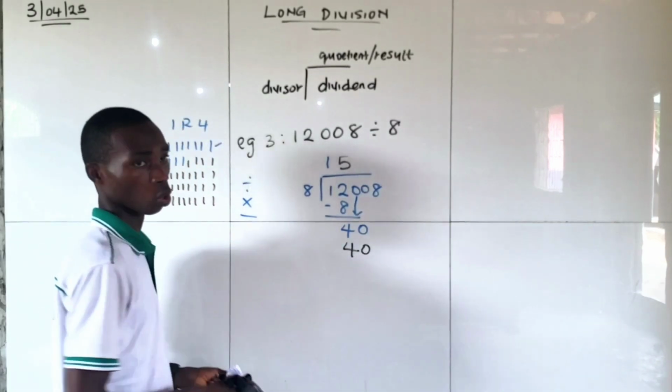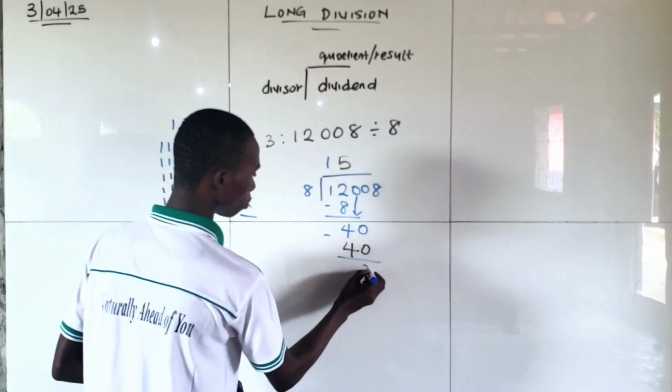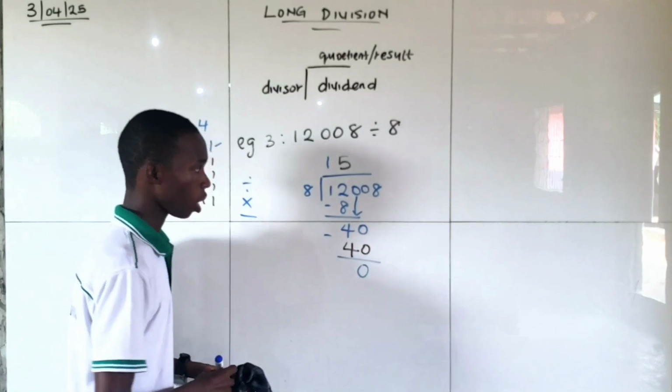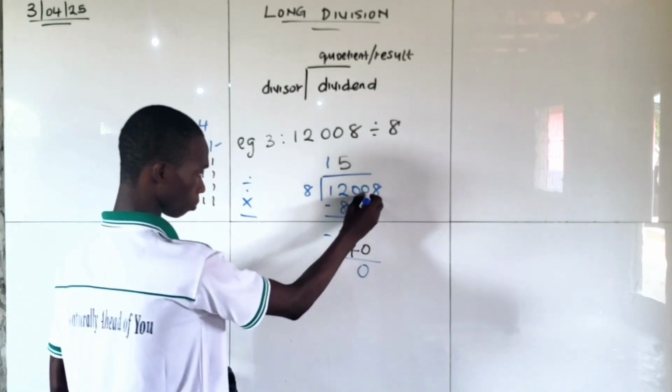And then the next one is what? We'll minus. 40 minus 40 will give us what? Will give us 0. So all this now is just giving us 0. And then this other 0 is coming down. So let this other 0 come down.